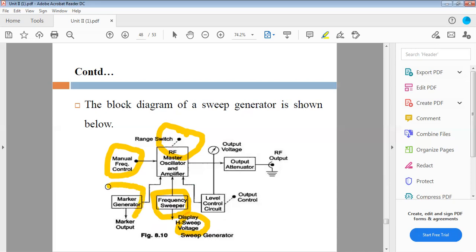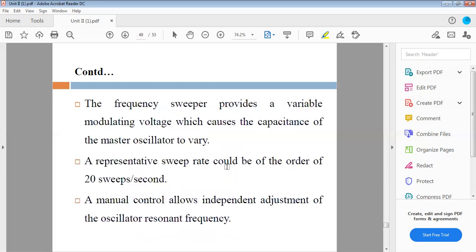We are having a marker generator which is used to identify the intervals of the frequency. Next, here we are having an output level control circuit, which is a feedback circuit used for controlling the RF output level. As you all know, the output attenuator is used for attenuating the level of the output in a way that the entire waveform can be displayed in the display meter.